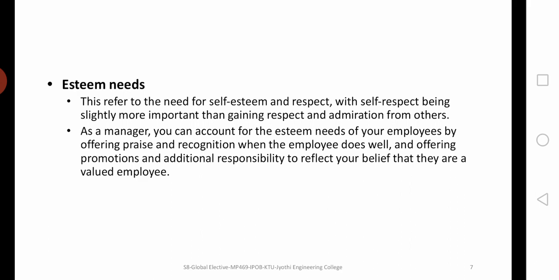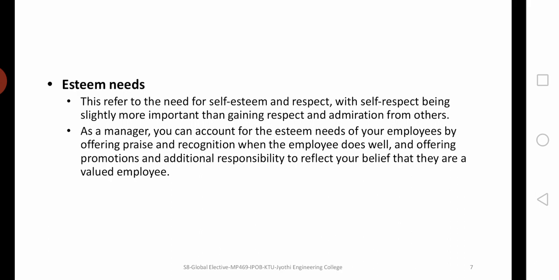Now, esteem needs. These refer to the need for self-esteem and respect, with self-respect being slightly more important than gaining respect and admiration from others. Self-esteem should be there. Everybody should feel a respect among themselves. But what everybody does is run behind everyone to get respect from others.